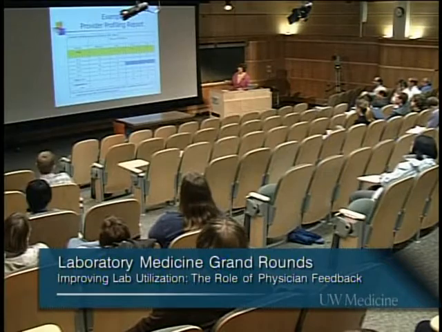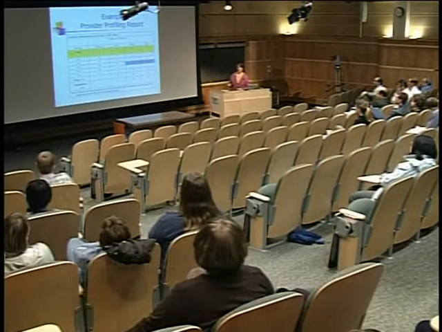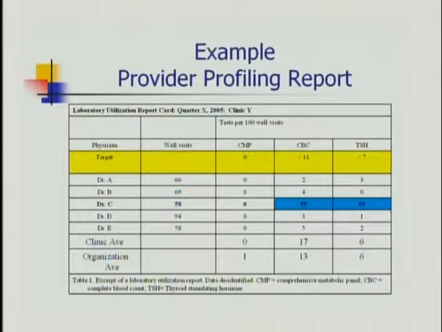So here's the example of our report card. I had to trim it down because I couldn't get all the information on the screen. But this is the meat of the essential elements of the report card. This is an actual report card that we have sent out a quarter to a mystery clinic up here. These are our targets that we have defined for the ordering levels of the Chem 14, CBC, and the TSHs.